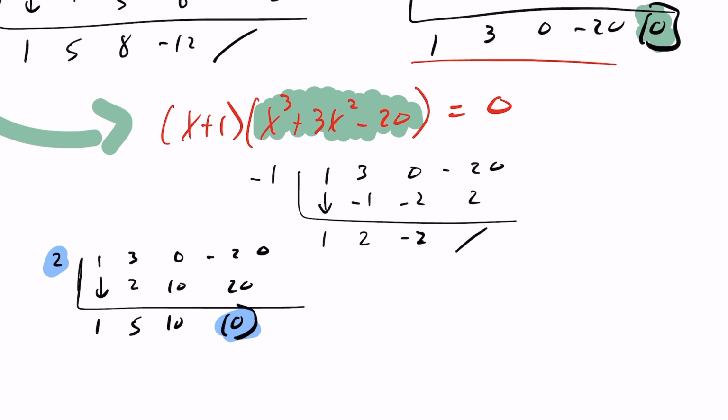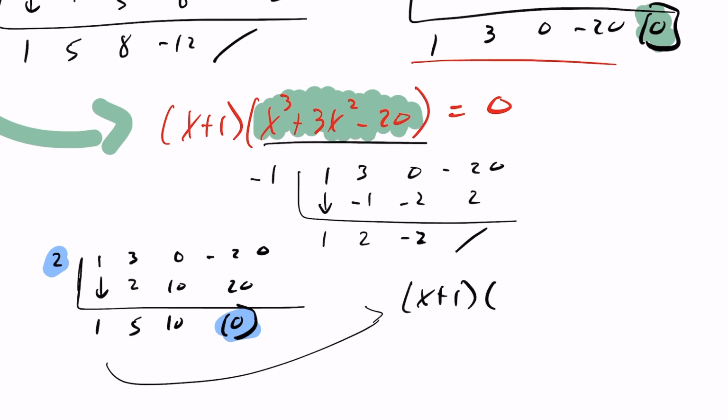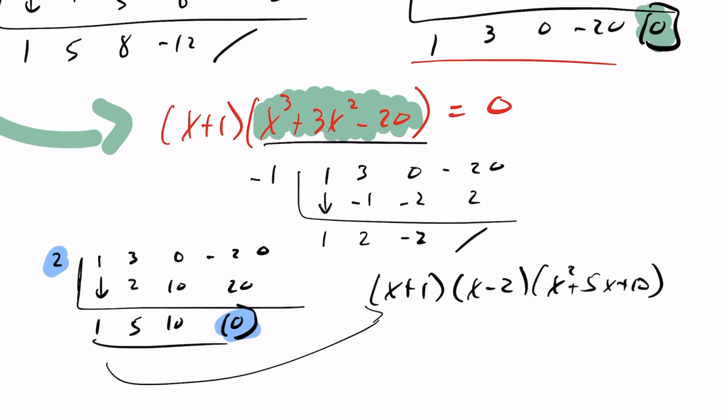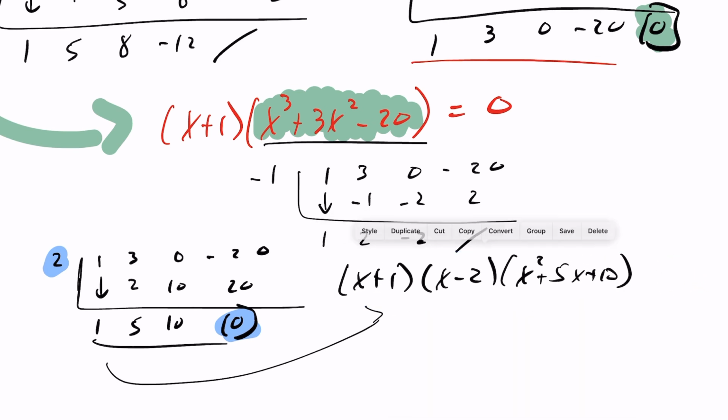So therefore, putting this all together, we've got our x plus 1. Now I know that this polynomial here breaks up into the root at 2 and then we have our quadratic here, x squared plus 5x plus 10. Okay, and I know that's equal to 0. So lastly, we just check the roots here. We've got 2 of the roots. I just got to find these last 2 roots here.